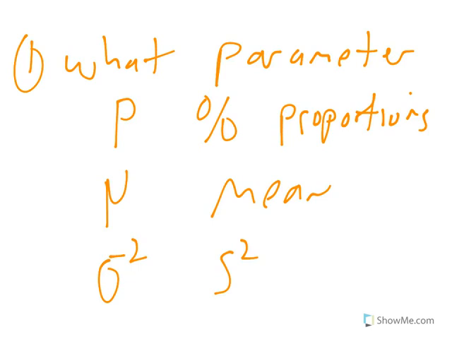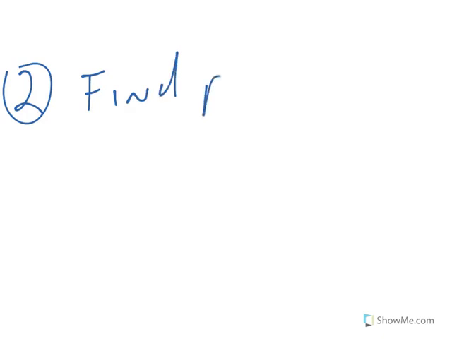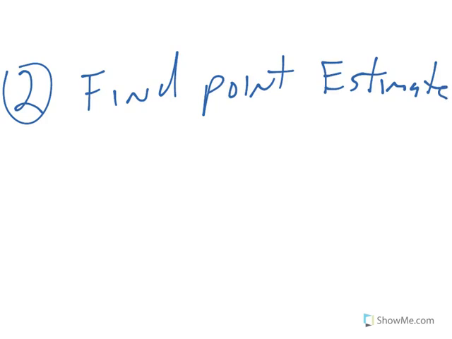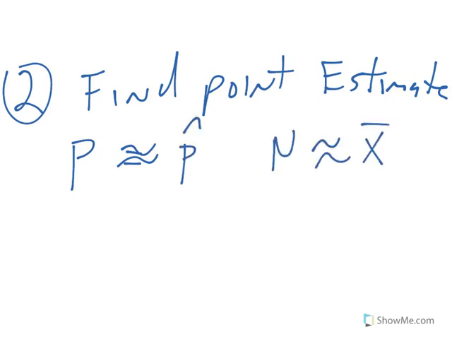So, first thing when you read a problem, and again, these are the two that we're going to be doing in this course: what parameter? Is it a proportion problem or is it a mean problem? Then, once you know that, step 2, find the point estimate. So P is approximately P hat, mu is approximately X bar.